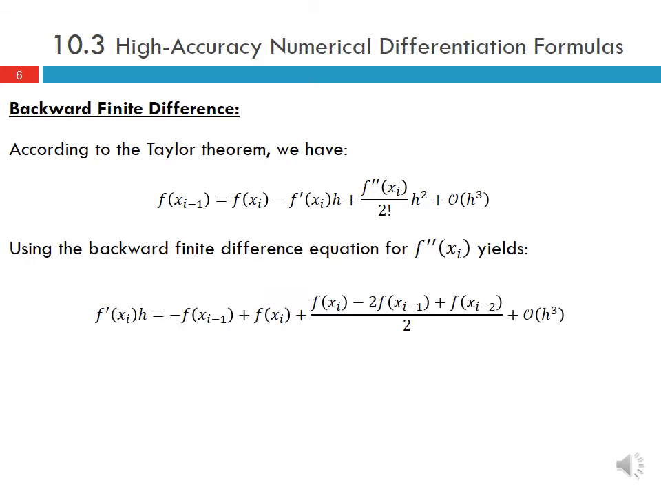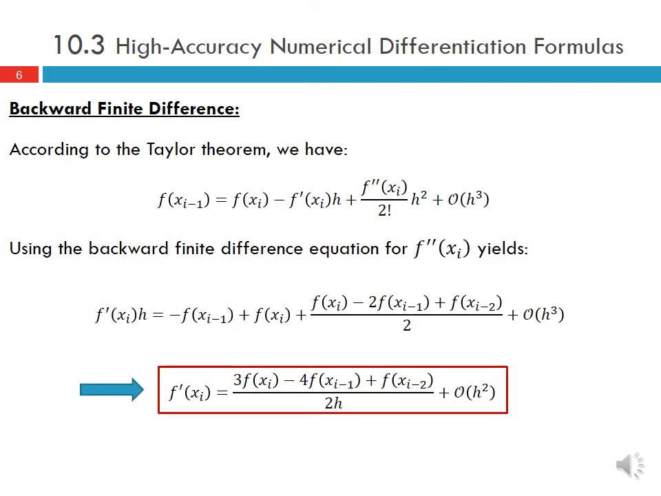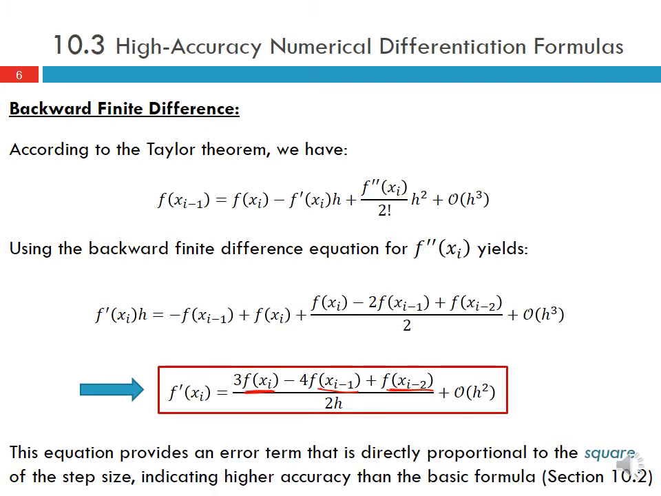We can use the backward finite difference equation for f double prime of xi to get this all in terms of the function values when we rearrange for f prime of xi. Here we can then divide through by h, and we find that the expression for f prime of xi depends on the function value at xi, as well as the 2 points preceding it, xi minus 1 and xi minus 2, and here it is order h squared. Again, this equation provides an error term that is directly proportional to the square of the step size, indicating higher accuracy than the basic formula of section 10.2.